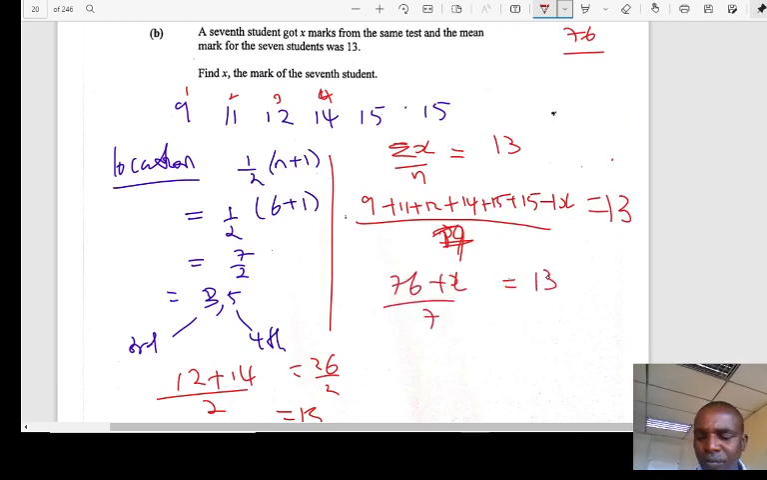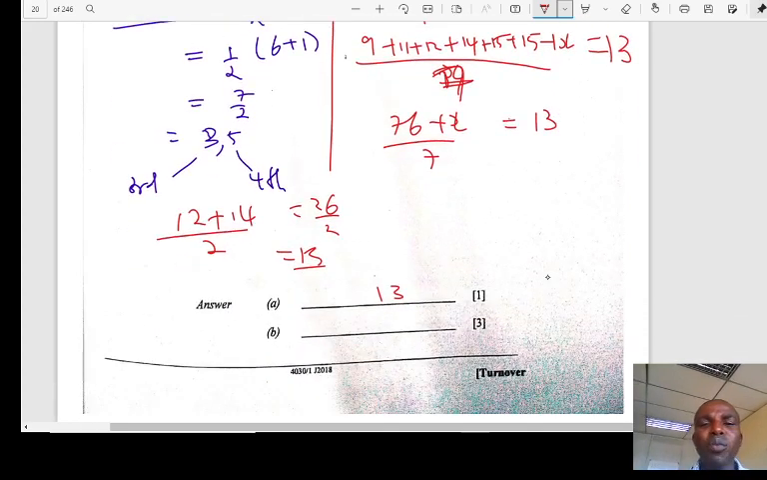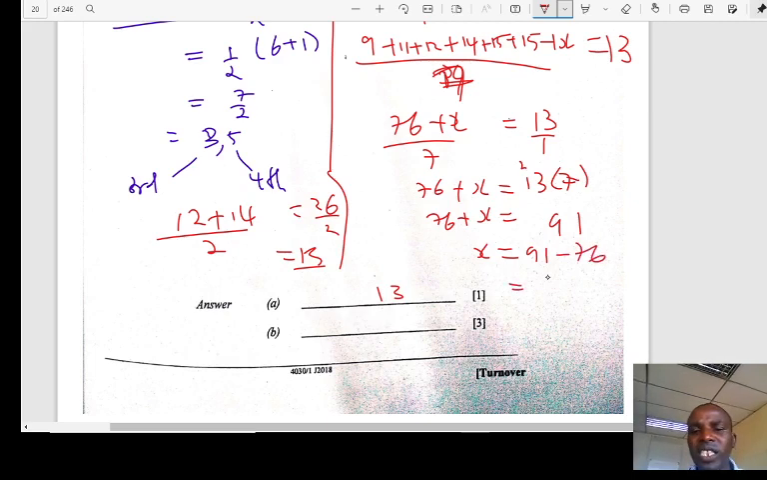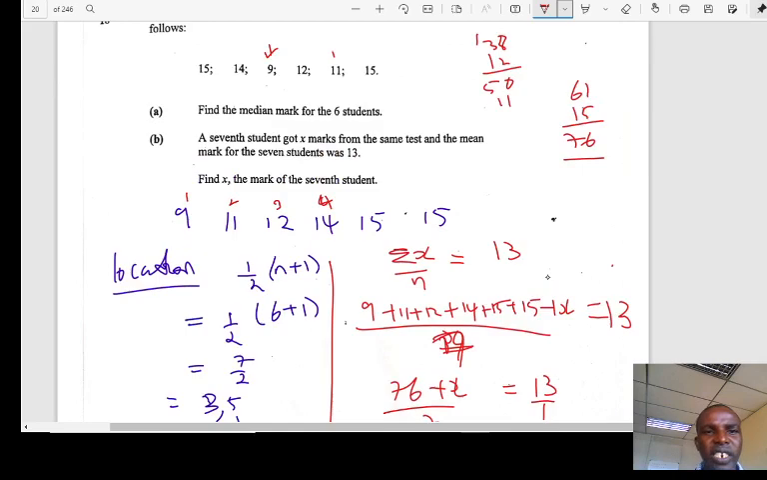is equals to 13. Then after that, you cross multiply this one over 1 here. So it will be 76 plus x is equals to 13 times 7. 7 times 3, 21. 1 carry 2 here. Then 7 plus 1, 9. So it will be x is equals to 91 minus 76. 91 minus 76 is 15. So the other student got 15.